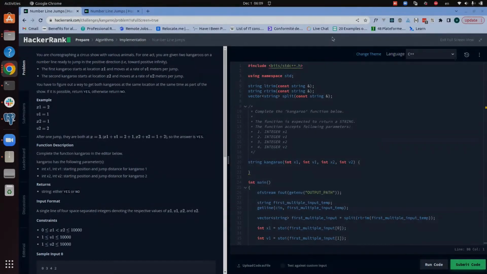Hello everyone, today we are going to go through number line jumps, which is a problem in the implementation section of algorithms on HackerRank. So without wasting time, let us have a look at the problem statement.